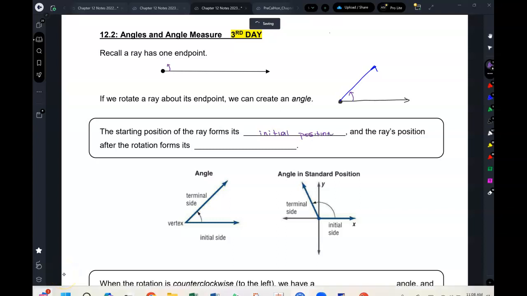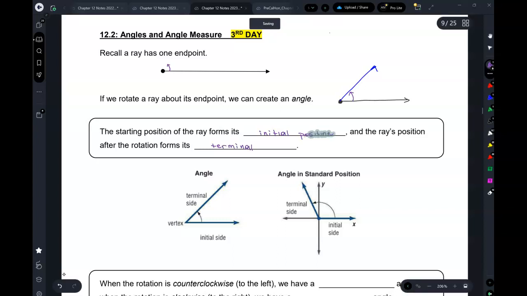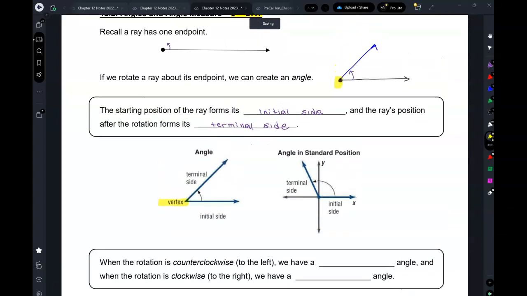The initial position, and then once you rotate it, that blue one, where you stop it, that is called the terminal. Not position, sorry, the terminal side: the initial side and the terminal side. Just like this one, you have an initial side, you have a terminal side. The point where the two rays meet, that endpoint, is called a vertex.